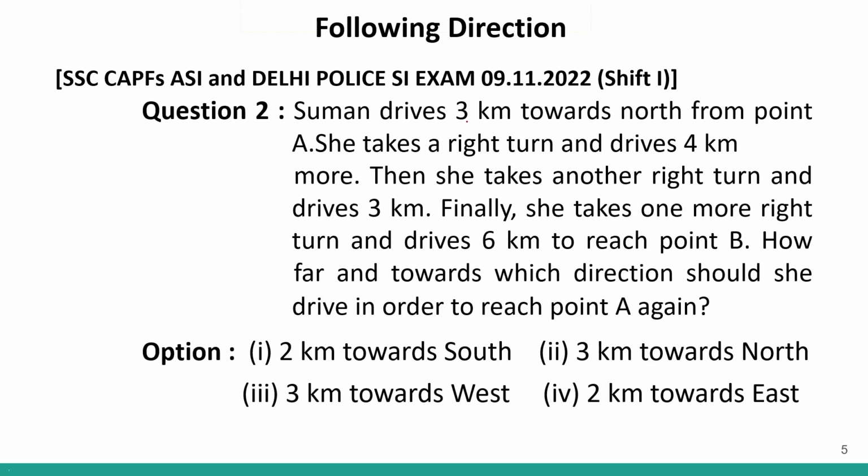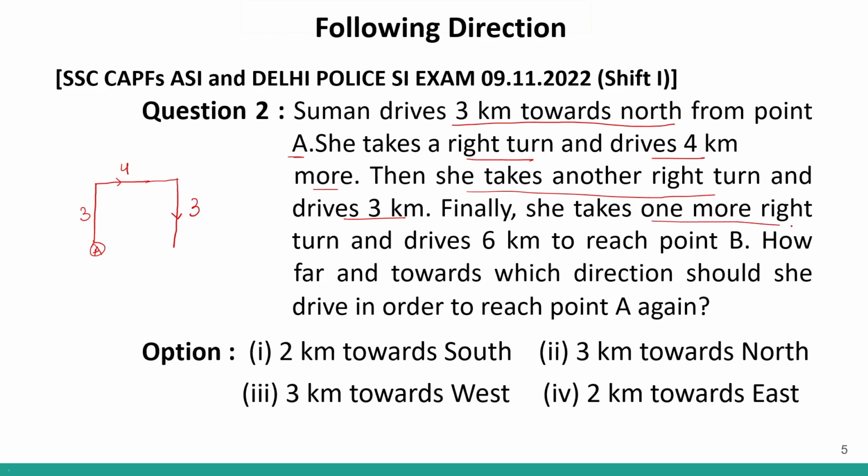Now, Suman drives 3 kilometers towards north from a point A. So there's a point A, and Suman is driving 3 kilometers towards north. She takes a right turn and drives 4 kilometers more. So right turn will be in this direction and she drives 4 kilometers more over here. Then she takes another right turn and drives 3 kilometers. So right will be this direction and she drives for 3 kilometers.